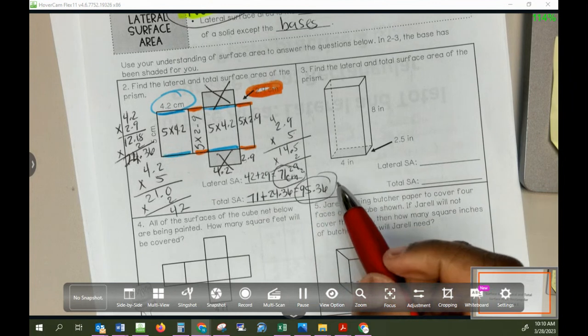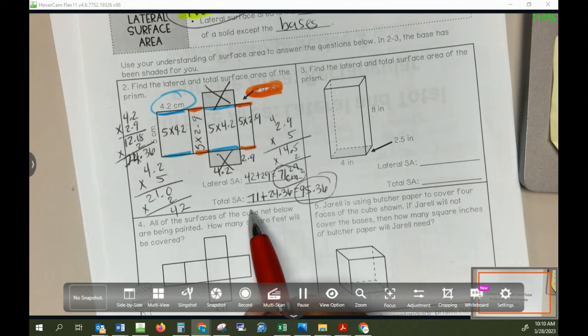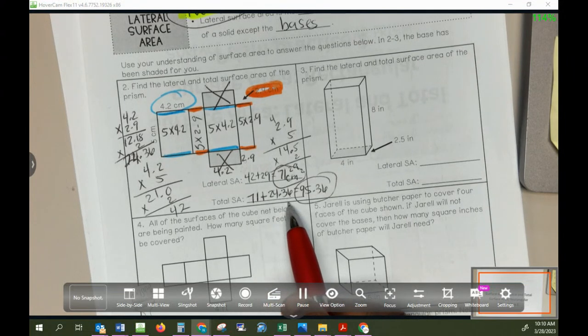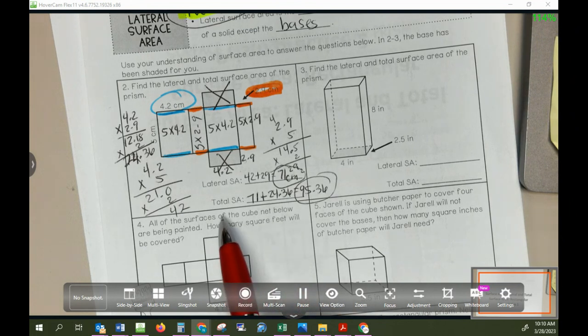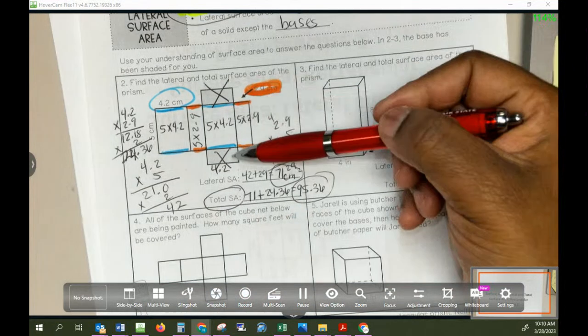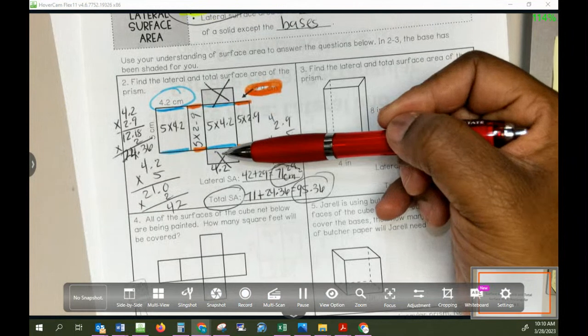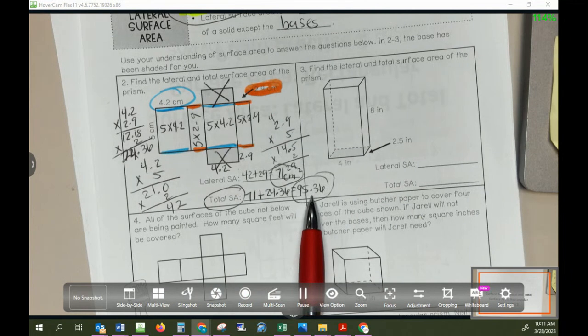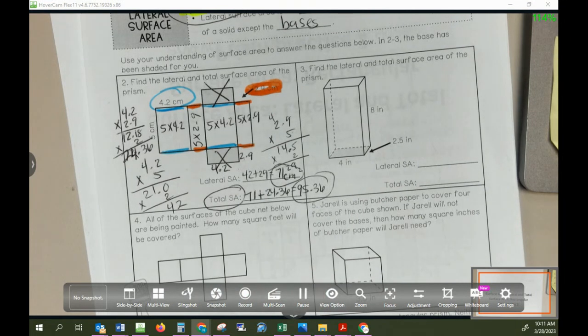Wait. 71 plus 24.36 is 95.36. First I said the first one, then I said times 2 equals 24.36. Right. So it's 24.36. But look at what it says: total surface area. Great question. You just gave us the area of the base. But for total, I need to add the lateral plus the base to get the total. No problem. Great job, though.